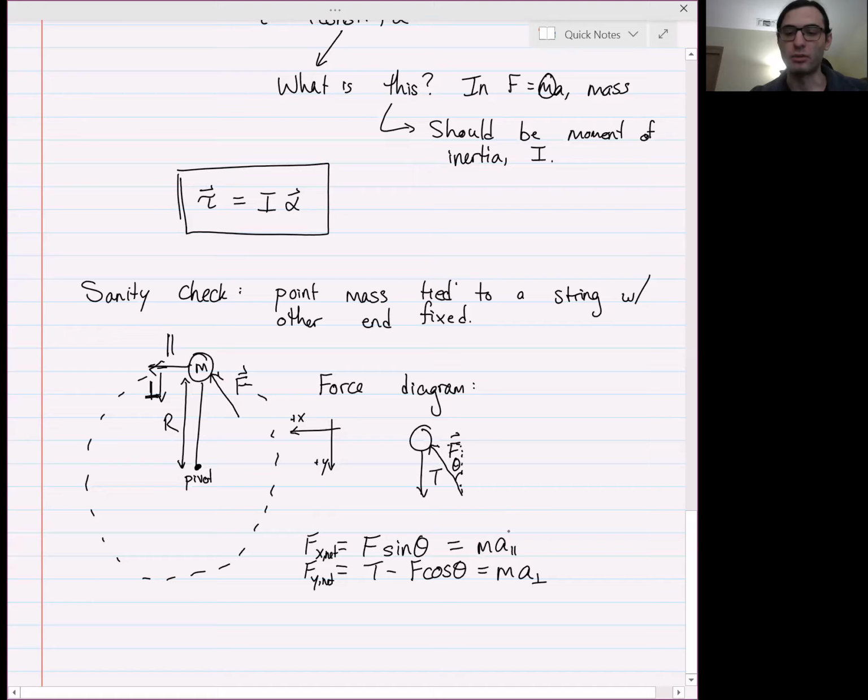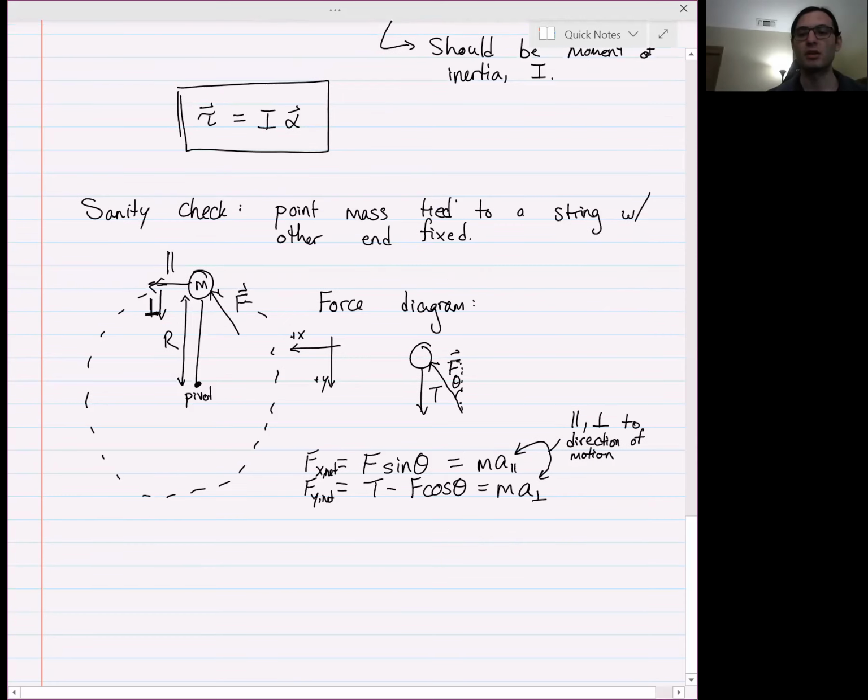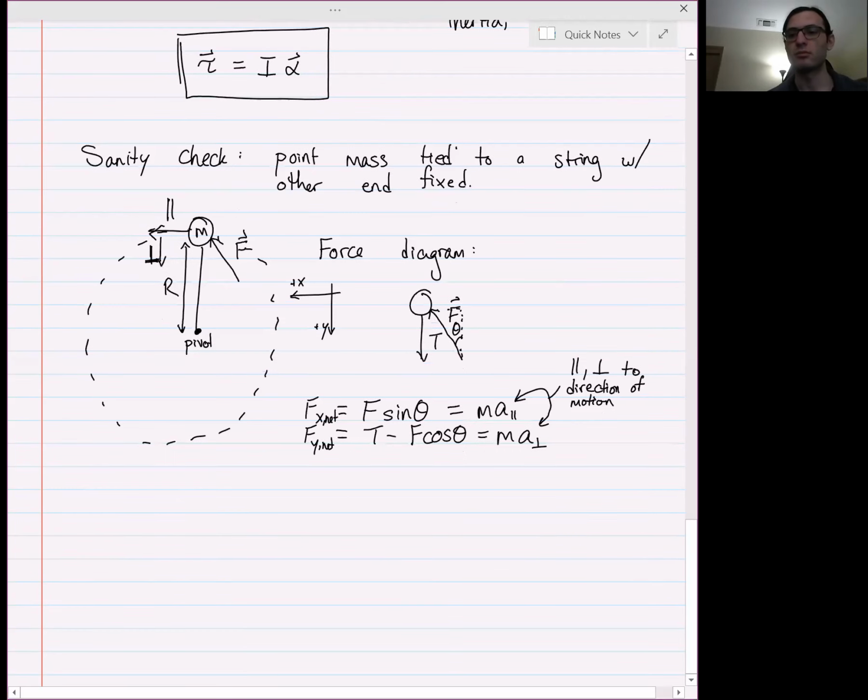So I'll just draw some arrows for your notes. Parallel and perp to direction of motion. This is not parallel and perp for the moment arm. We abuse that notation, and for that I apologize.